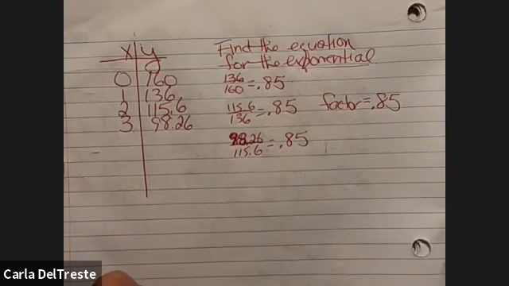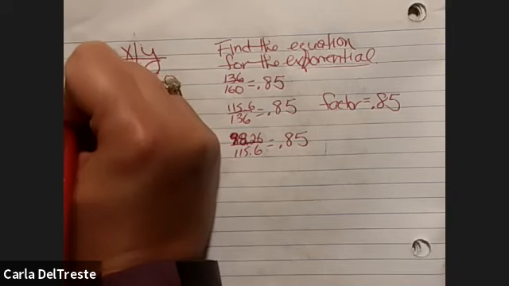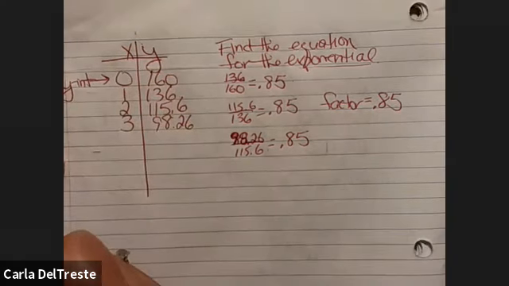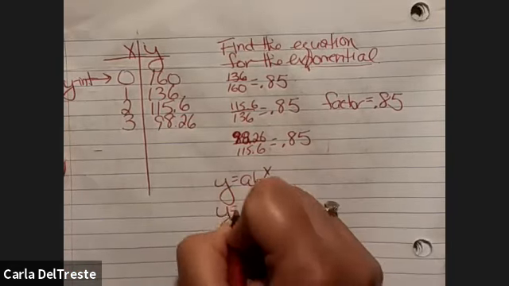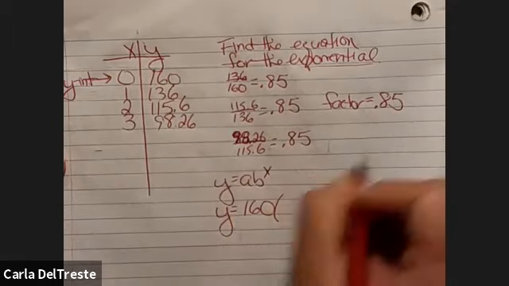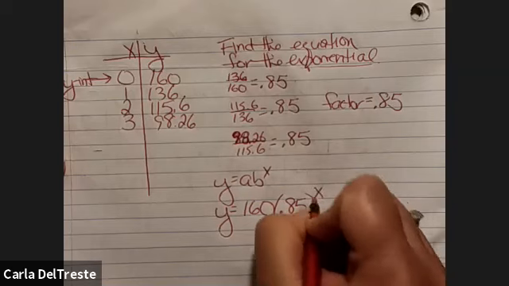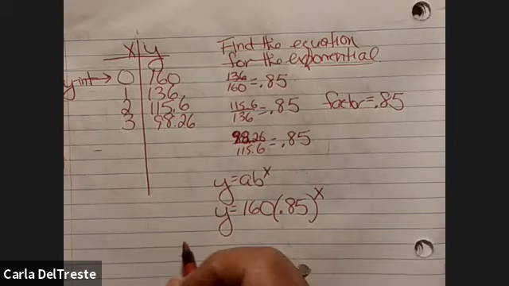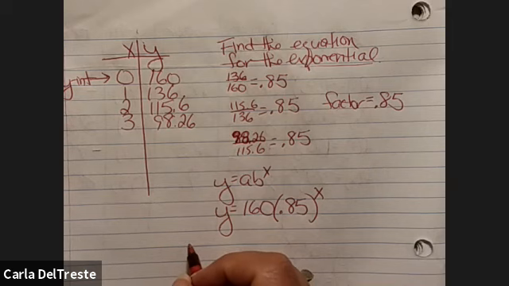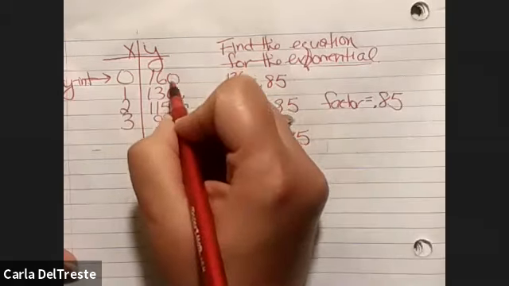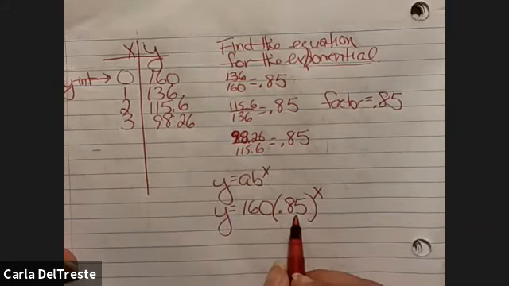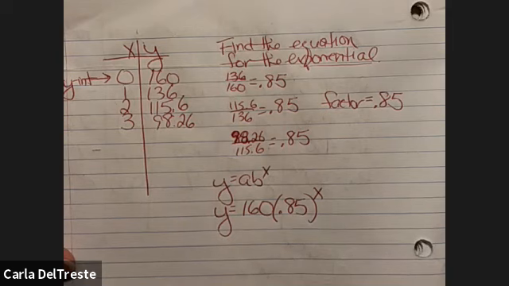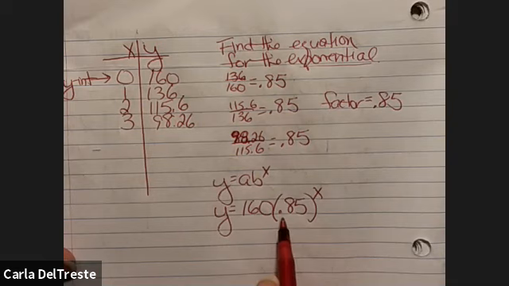Can I also identify the y-intercept? Yeah, the y-intercept occurs when x equals 0. So put it all together. y equals ab to the x. y equals 160 times 0.85 to the x. And the last connection here before we end this video: this is a decreasing pattern. I should have a factor that is a decimal between 0 and 1. Yes, I do. So you always want to make sure that that coincides.